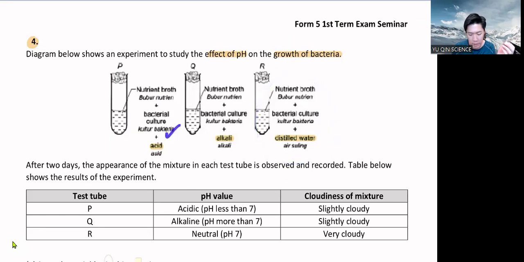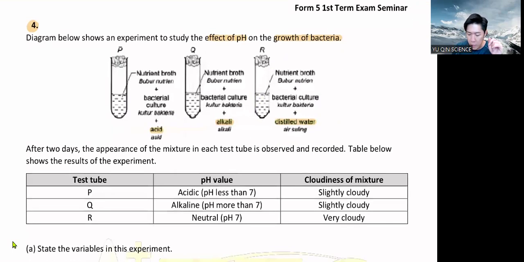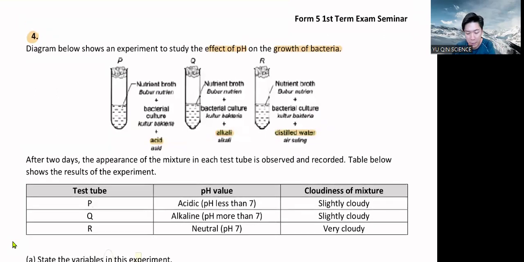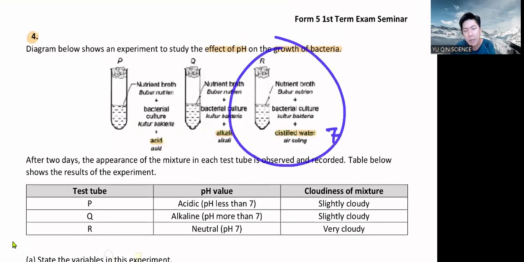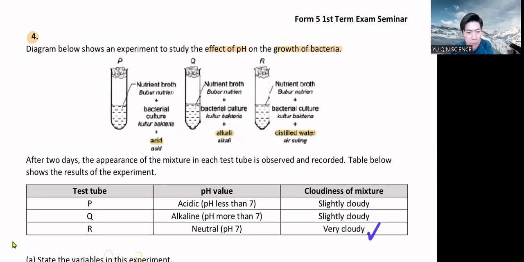So for example, with acid and alkaline, not really, so it turns slightly cloudy. But for distilled water, it's very cloudy, meaning they like it. They like pH 7, so they party a lot in this nutrient broth. That's why it turns cloudy. So that's the observation, by the way.